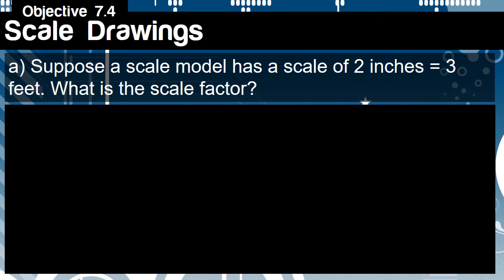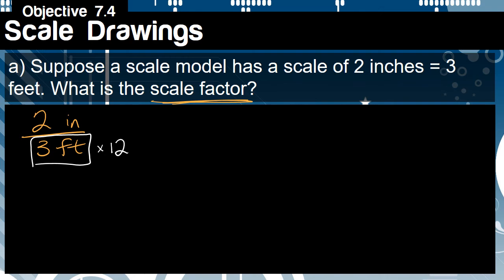So suppose we have a scale model with a scale of 2 inches for every 3 feet. What is the scale factor here? So if we're going to do this problem, we have 2 inches over 3 feet. What we have to do is convert 3 feet into inches. So this is 3 times, we know there's 12 inches for every foot. When we convert that, it's going to give us 2 inches over 36 inches.